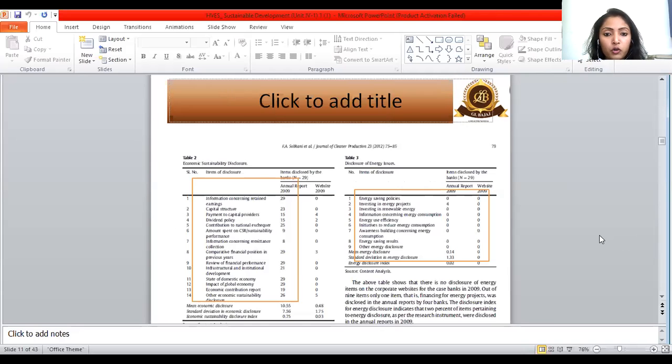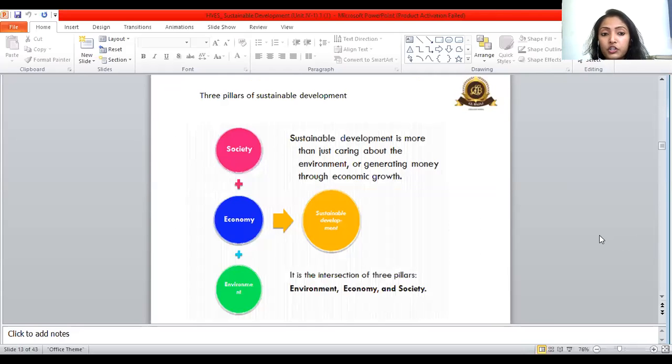So this was all about today's session, and in the next session I'll be discussing the 3 pillars of sustainable development. The 3 pillars are society, economy, and environment. Now that you understand what we mean by sustainable development, you will be better able to understand the pillars identified by different scholars and researchers, and how we go about sustainable development. It's not just about environmental sustainable development; it's also about society and economic development as well.